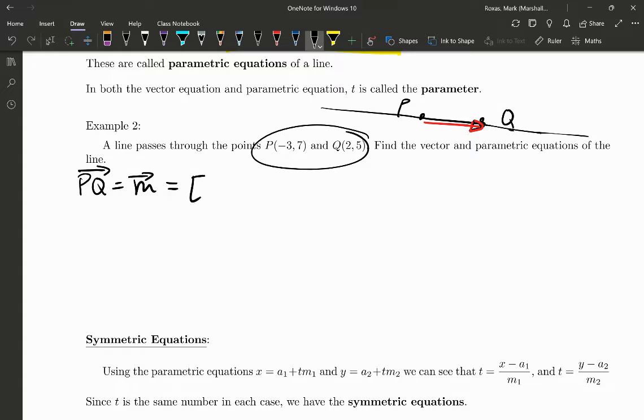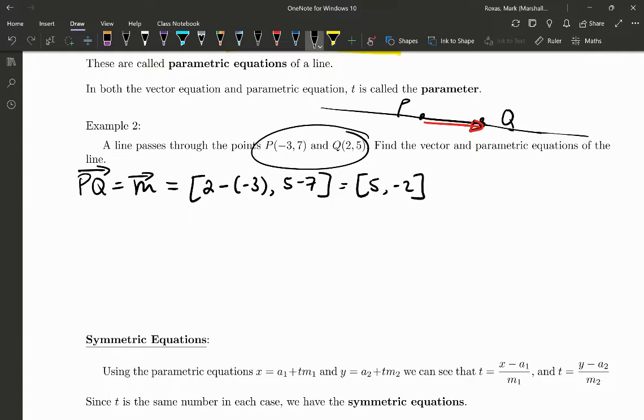How do I find the direction vector using two coordinates? Again, it's going to be the second coordinate minus the first coordinate component. So 2 minus negative 3 and 5 minus 7, which is 5 and negative 2. So there's my direction vector.